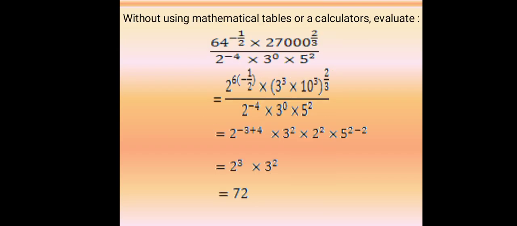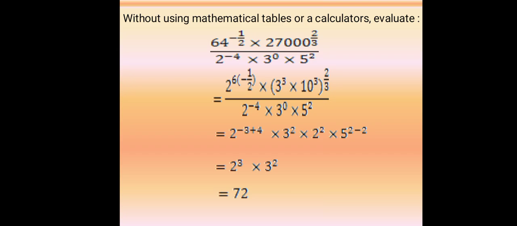Without using mathematical tables or a calculator, evaluate 64 raised to the power of negative a half multiplied by 27,000 raised to the power of 2/3, all of this divided by 2 raised to the power of negative 4 multiplied by 3 raised to the power of 0 multiplied by 5 raised to the power of 2.